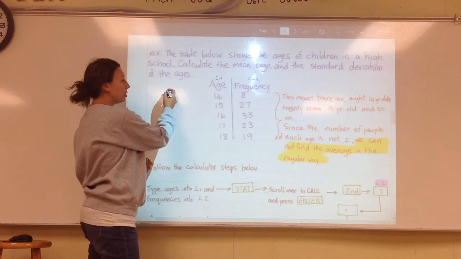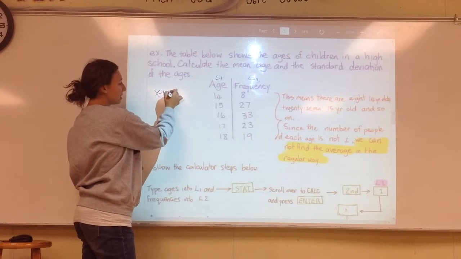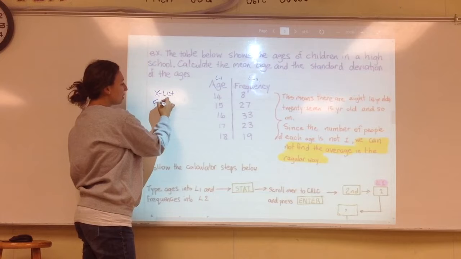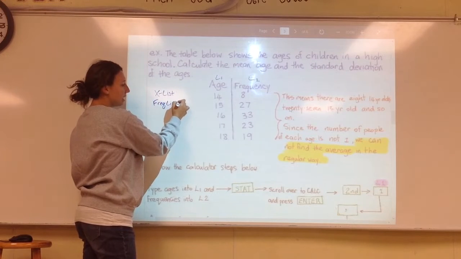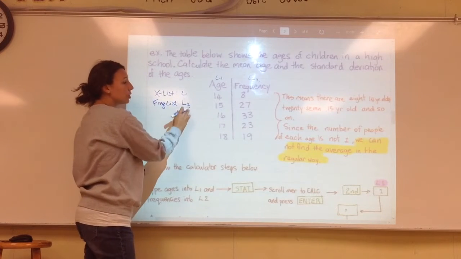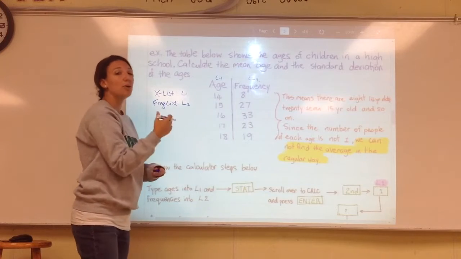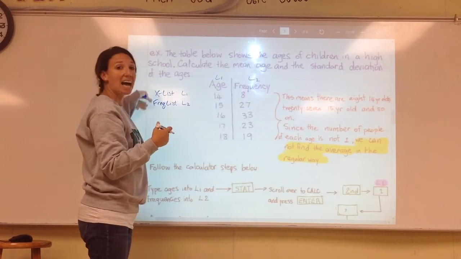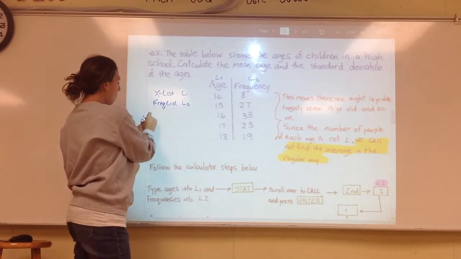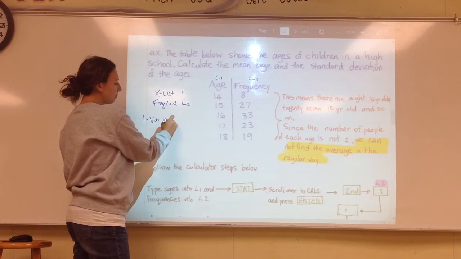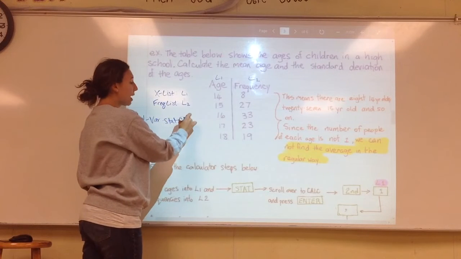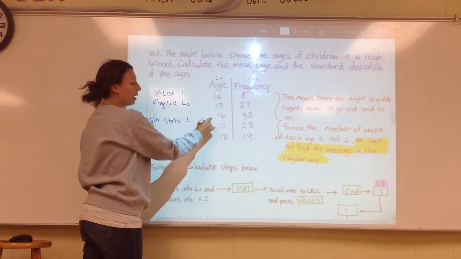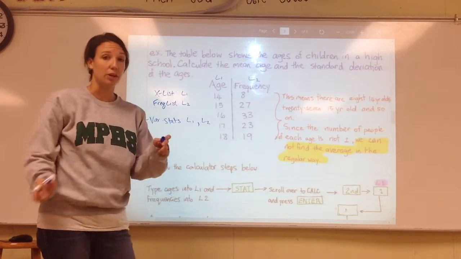if you have a newer calculator, it will prompt you. It will say XList. And then it will say frequency list. If that's the case, just type in L2 here. If you have an older calculator and it doesn't ask you for these, it will just pop up and say one var stats. You will need to type in L1, comma, L2. The comma is right above the 7 on your calculator.